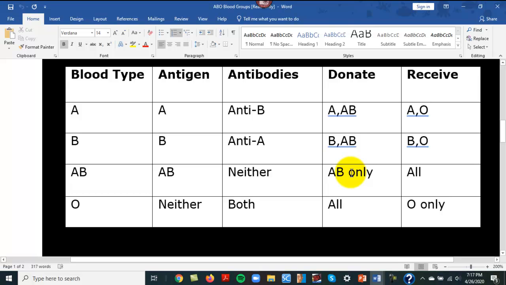And there's a catch there. AB positive can only donate to AB positive. If you're AB negative, you can donate to negative and positive.